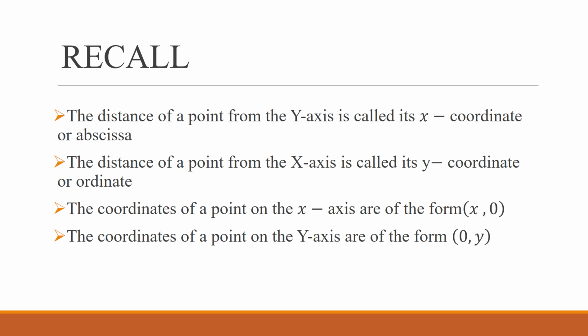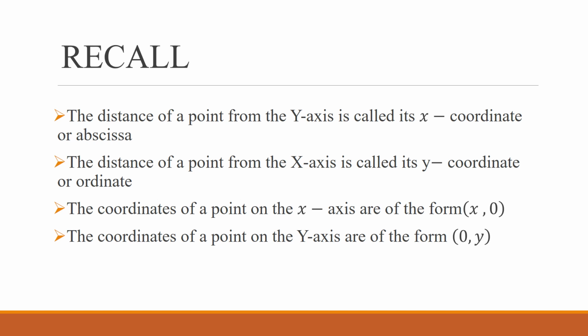The distance of a point from the y-axis is called its x-coordinate or abscissa, and the distance of a point from the x-axis is called its y-coordinate or ordinate. We have seen that the coordinates of a point on the x-axis are of the form (x, 0) and a point on the y-axis is of the form (0, y).